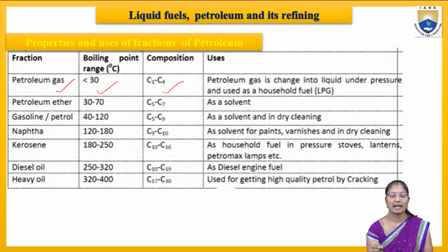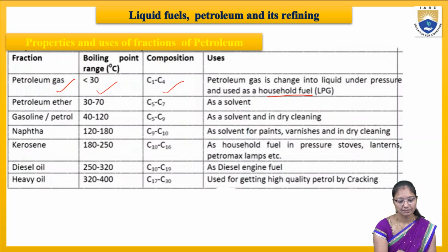This changes into liquid under pressure. This petroleum gas obtained from the fractional distillation can be changed into liquid under a particular pressure, and generally used cylinders are filled with LPG gas. This is the household fuel which we are using for cooking purposes in all the homes, LPG gas. This petroleum gas obtained from this process is converted into LPG. LPG is liquefied petroleum gas. So the petroleum gas which is obtained will be converted into liquid. That's why the name liquefied petroleum gas.